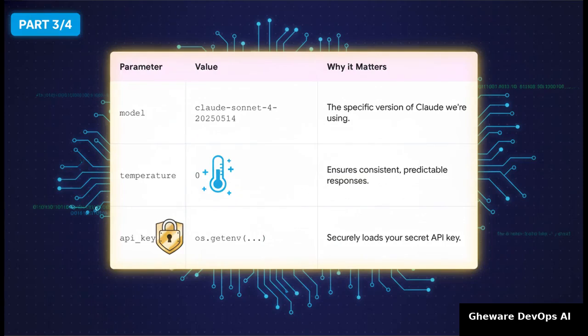So let's take a quick look at the parameters for our agent's brain. Now, the most important one here is temperature. We're setting it to 0. Why? Well, when an agent is deciding which tool to use, we don't want it to get creative. We want it to be predictable, focused, and deterministic. A temperature of 0 ensures it picks the absolute best tool for the job every single time. And of course, you can see we're loading that API key securely, just like we planned.